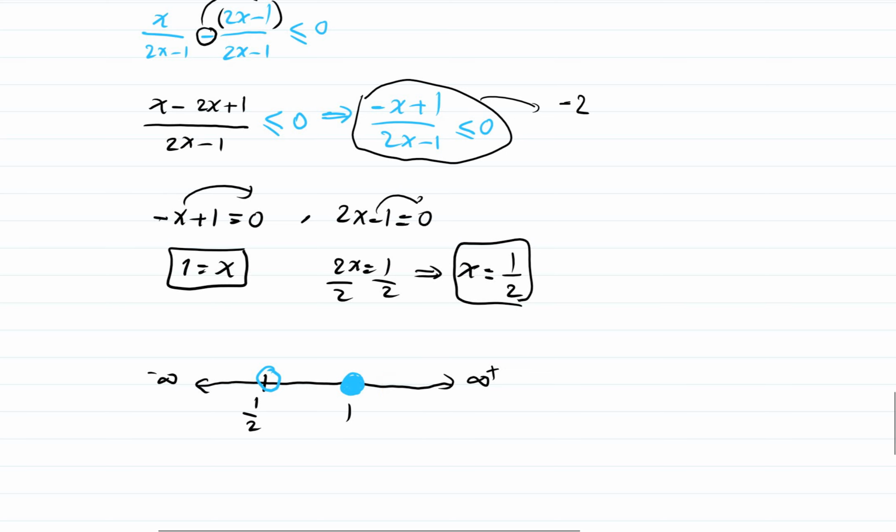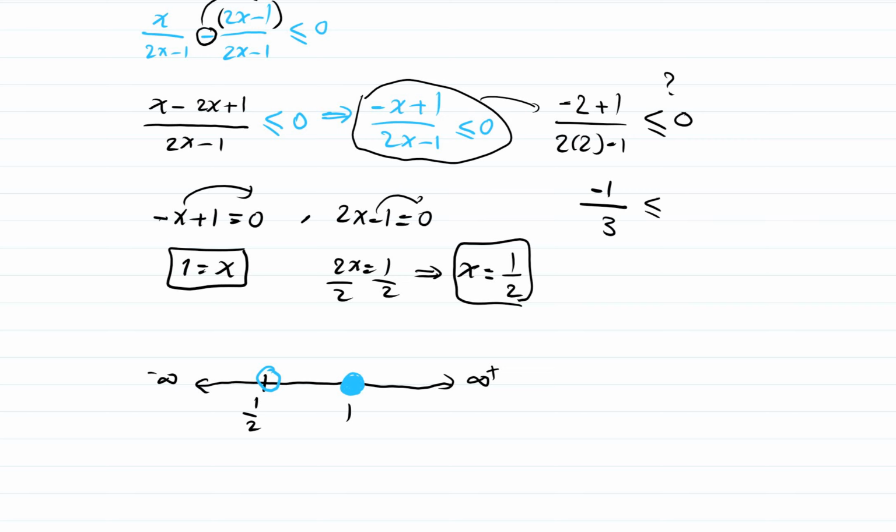We pick 2: negative 2 plus 1, all over 2 times 2 minus 1. Is that less than or equal to 0? If satisfied, we will go in that direction. If it doesn't satisfy, we go in the opposite direction. Negative 2 plus 1 equals negative 1, all over 2 times 2, which is 4, 4 minus 1 equals 3.